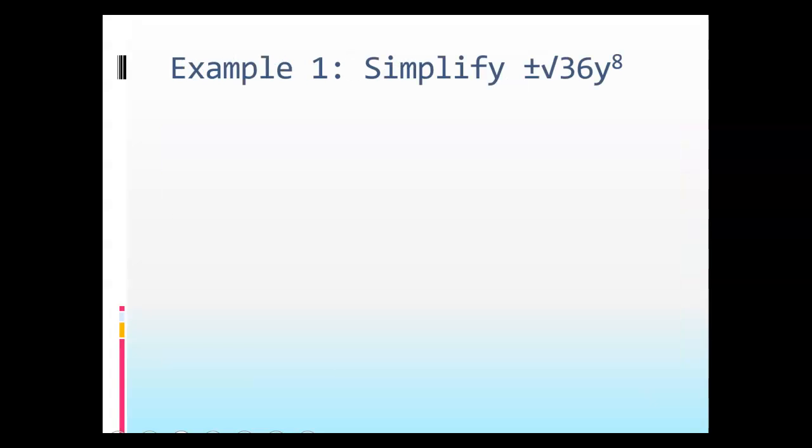All right, let's simplify. So if you have plus or minus the square root of 36y to the 8. Remember that a square root is really the same as the 1/2 power. So what we do is simplify perfect squares the same way you do. So it's the square root of 36, so this is plus or minus 6. Now, it's like y to the 8 to the 1/2 power. So you multiply a power to a power, right? So 8 times a half is 4.